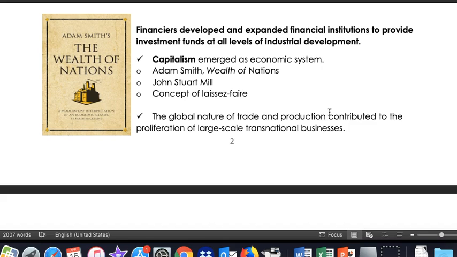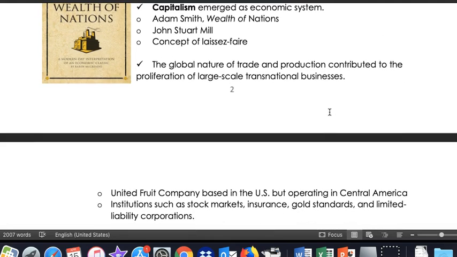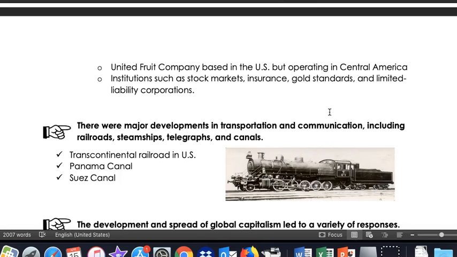The global nature of trade and production contributed to transnational businesses. So for the first time, we have businesses that are operating in more than one country. That's a new development. An example of that would be the United Fruit Company, based in the US, but operating in Central America. Other elements of capitalism, institutions such as the stock market, insurance, gold standards, different types of corporations are being formed. I mean, these are just new ideas of how do we conduct business if it's privately owned? And these were the new ideas and inventions of the time.